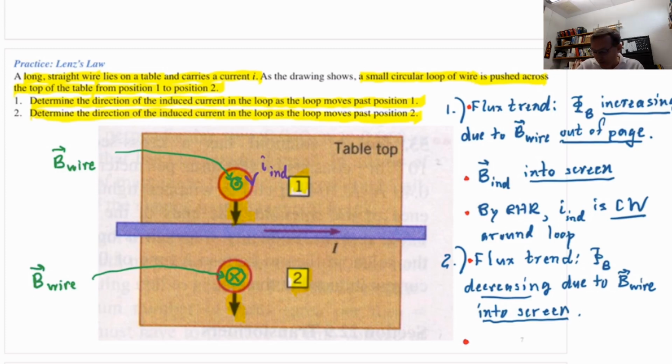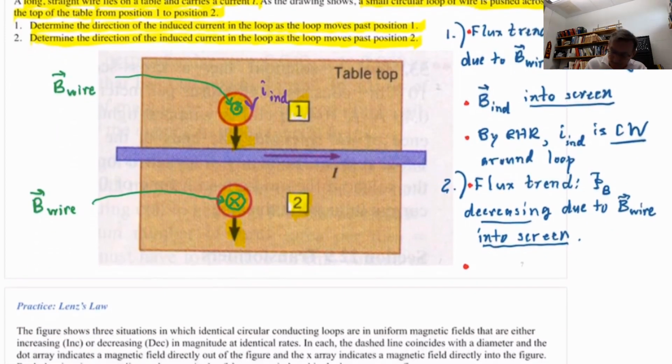Okay, let's talk about it. It's very important to write down the flux trend very clearly. I have a decreasing flux due to a B wire into the screen. But Lenz's law says the induction process doesn't want any change in flux. It tries to cancel the change in flux. But now my flux is decreasing. So I have to have more flux to try to make up for that. And if the B that we're talking about is into the screen, but I need more flux, then I need the B induced to be also into the screen. All right, that's a very important point. B induced then is also into the screen.